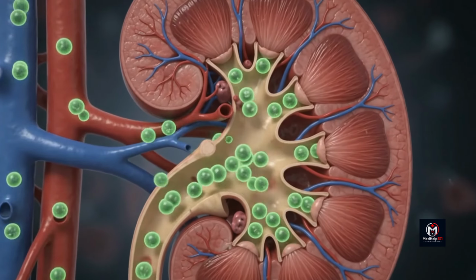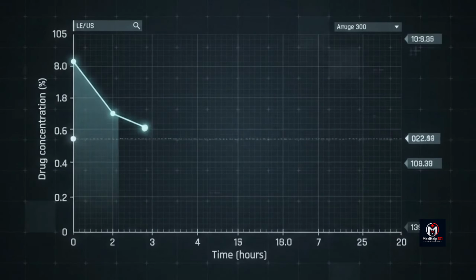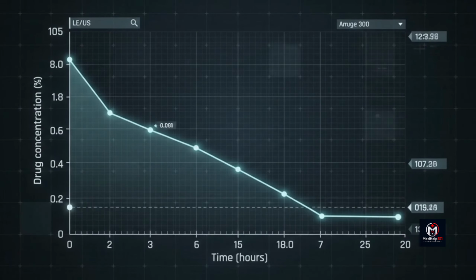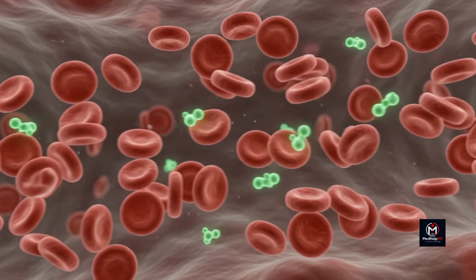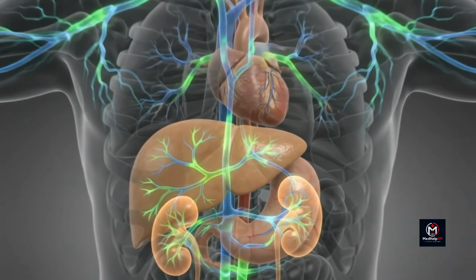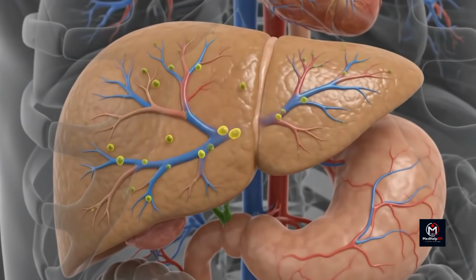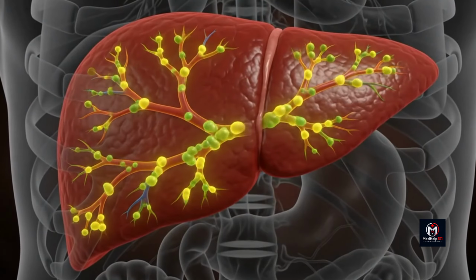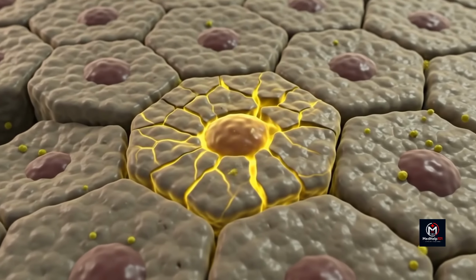Most metabolites leave the body in urine. This usually happens within several hours. Very little active medicine remains. A normal dose follows this safe journey. But overdose overwhelms the liver. That is when serious damage begins.